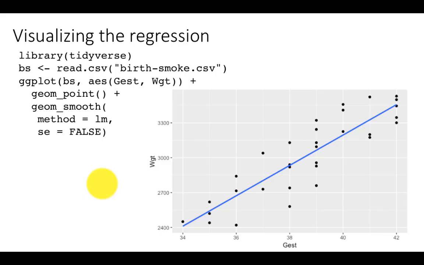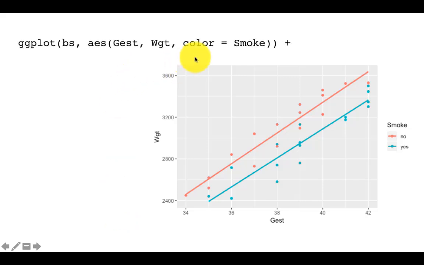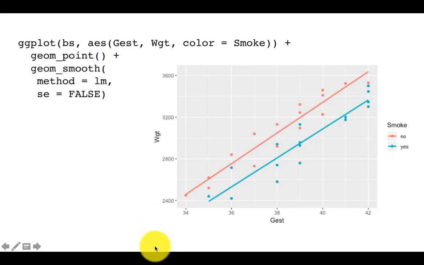Of course, just by using the color attribute, we can make the system plot two different lines for smoking and non-smoking. So here we do that. Color equals smoke, and then geom_point, geom_smooth, method equals lm, se equals false. Now you clearly see the two lines. In fact, all the points on top are for smoke equals no, and all the points below are for smoke equals yes. So you've got the two different lines, and you can clearly see that for a given gestation, smoke equals no has higher birth weight.